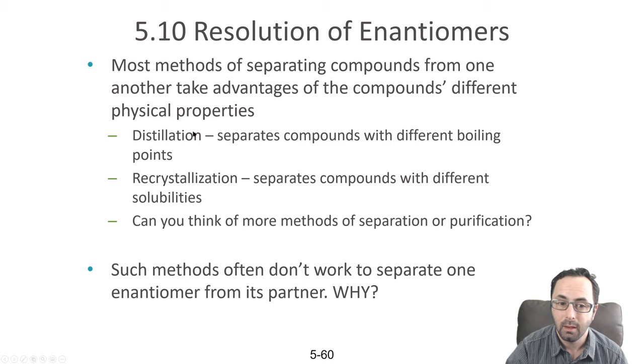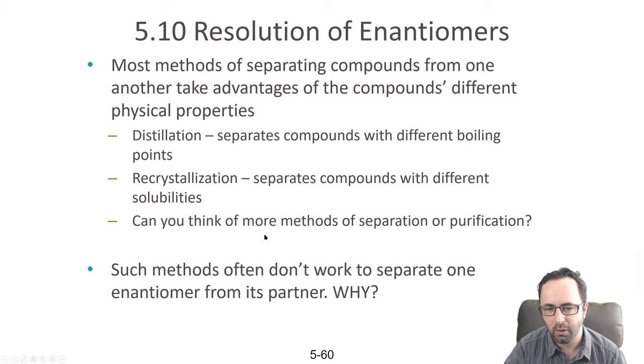Distillation is another way that we'll learn about to separate two compounds. However, distillation requires that the two compounds have different boiling points and different vapor pressures, and vaporize to a different extent than one another, which allows for their separation. That's not the case for enantiomers. So how do we separate them from one another?